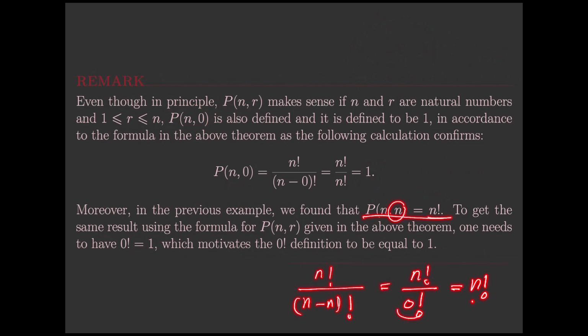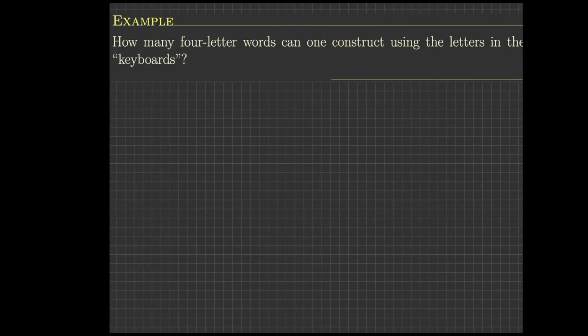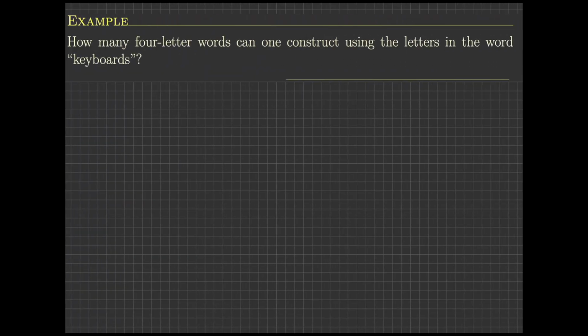If I chose 0 factorial to be any other number, then I would have to modify this formula. So in order not to modify the formula for the case of r equals n and r not equal to n, mathematicians prefer to just adopt this harmless convention that 0 factorial is 1. So that's a good definition, and we have the consistency here. Okay, now let us try to solve some examples and then we are done.